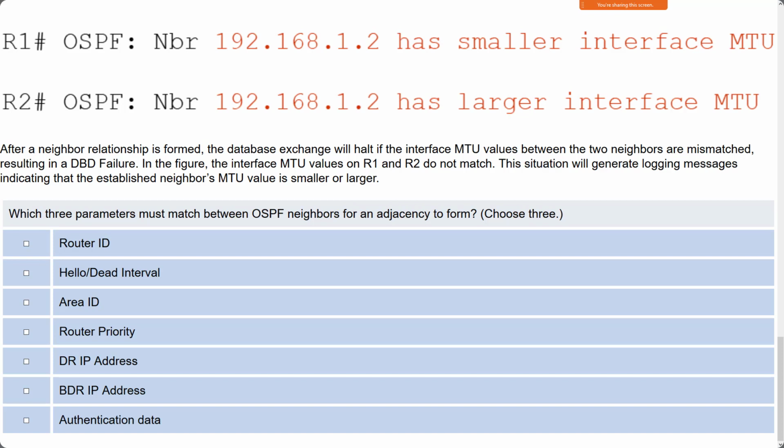All right. So it says here, after the neighbor relationship is formed, whenever you read something like that, you automatically think two-way.